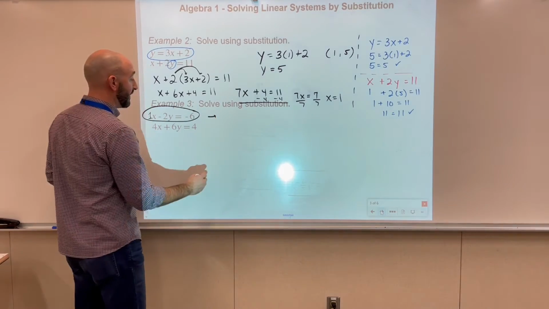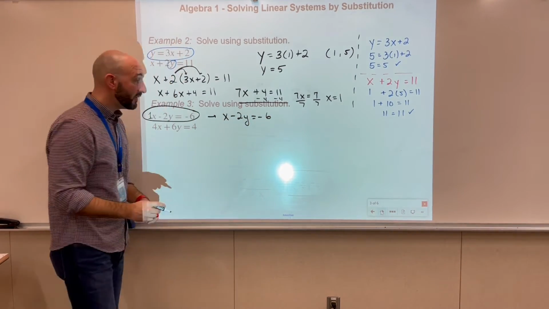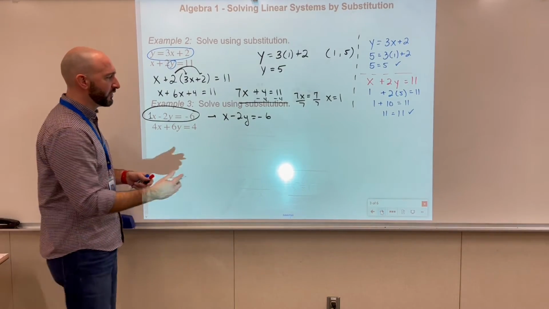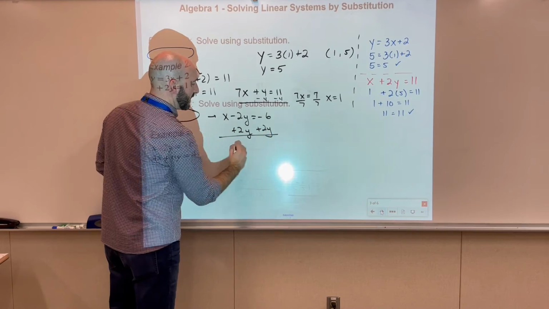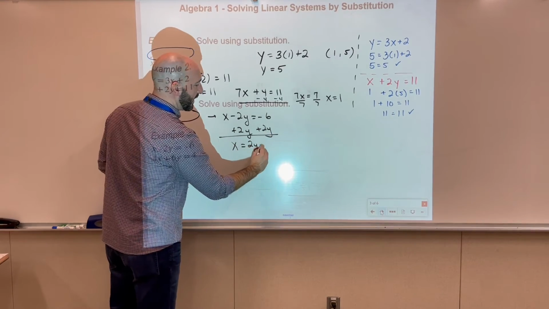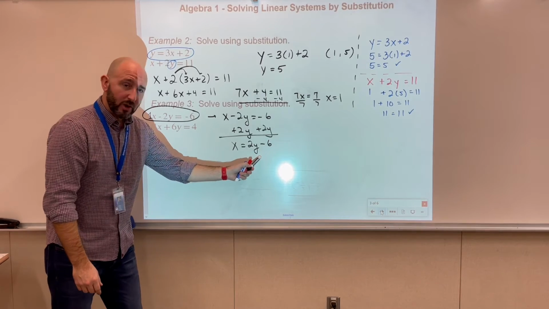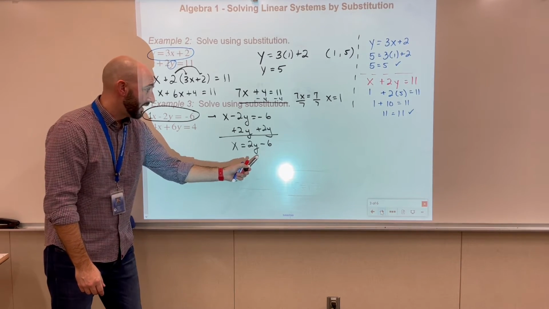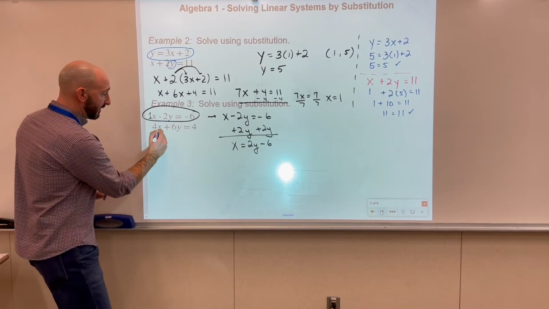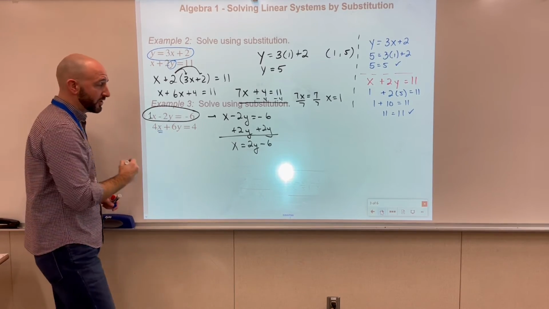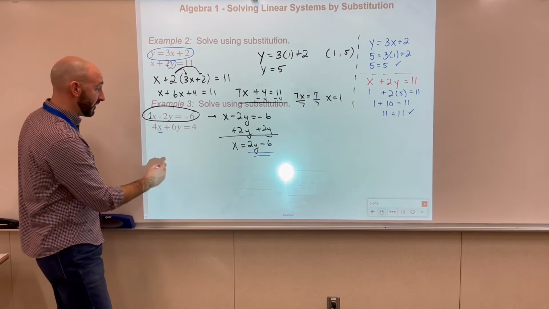Now, what I mean by that is this: x minus 2y equals -6. I'm just going to isolate x. So in order to do that, we're going to add 2y to both sides, and we get x equals 2y minus 6. So now we have an expression written in terms of y that's equivalent to x. So what we can do is replace x in the bottom equation with 2y minus 6 because they're equal to each other. So let's go ahead and do that.